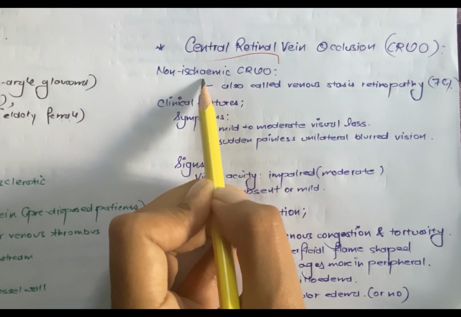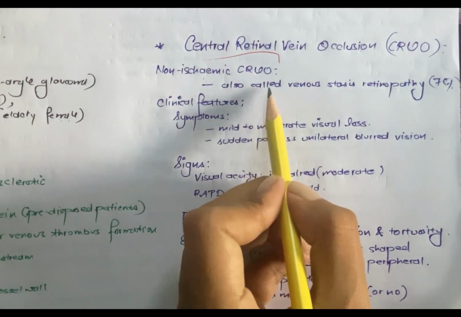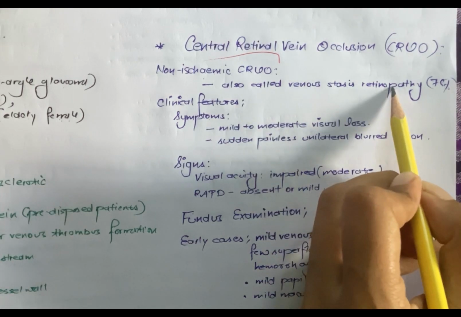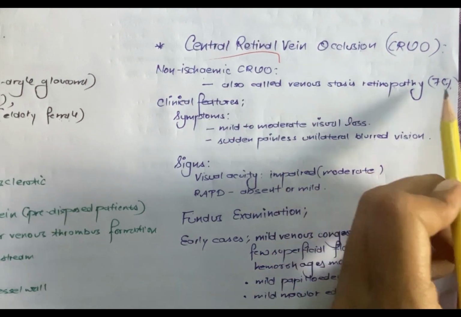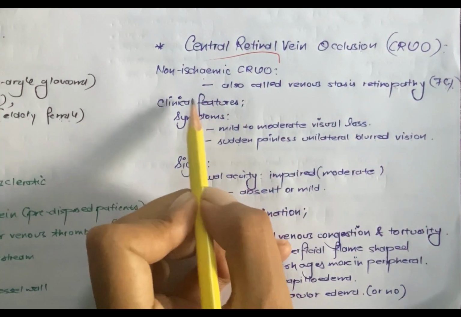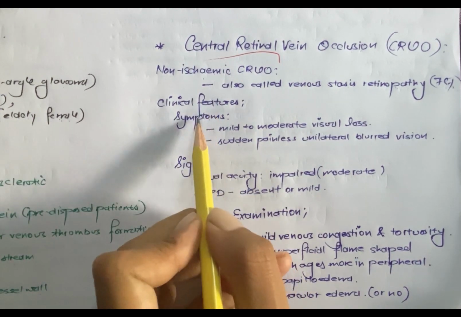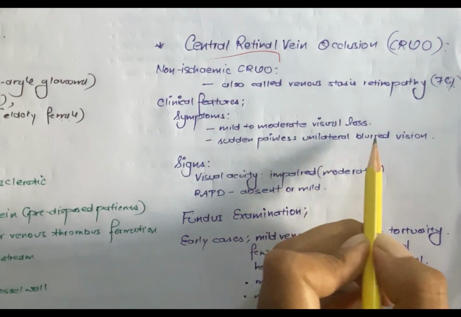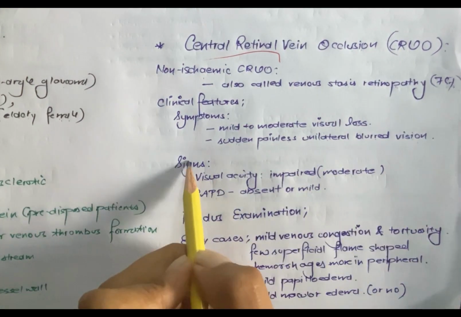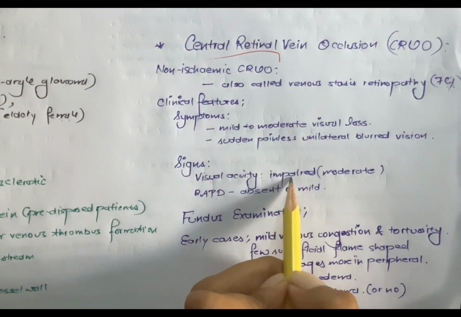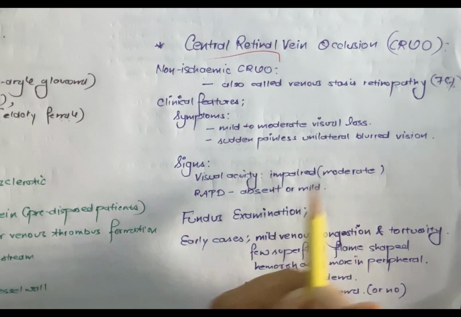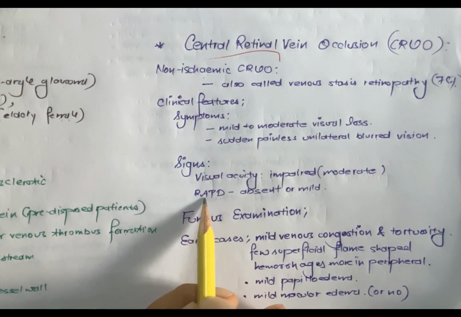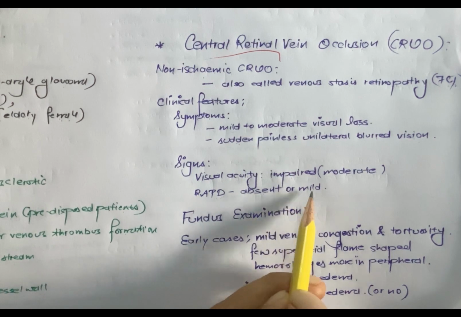And now talking about the non-ischemic type, it is also called venous stasis retinopathy. And it is most commonly seen, in 75%. And the clinical features are, the symptoms could be mild to moderate visual loss, sudden painless unilateral blurred vision, and the signs could be visual acuity moderately impaired, and the RAPD, that is relative afferent pupillary defect, is absent or mild.